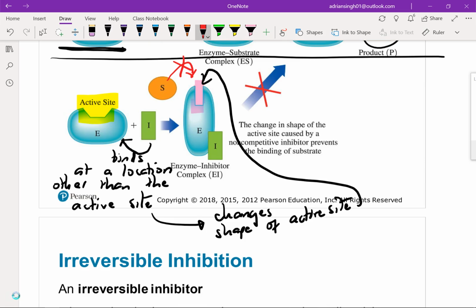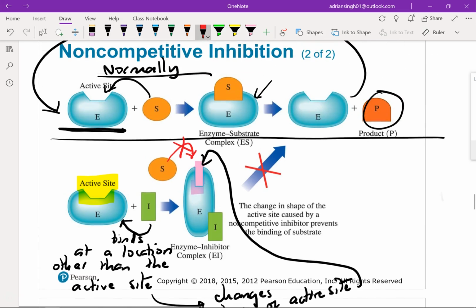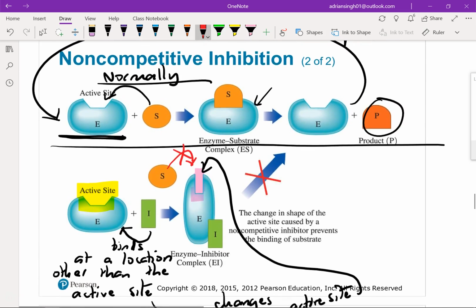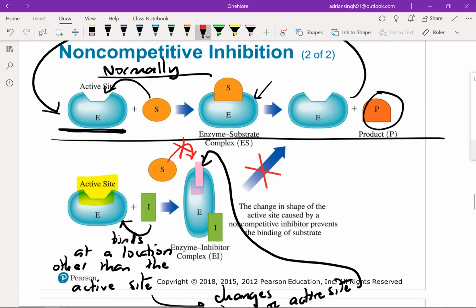Because the inhibitor is binding at a place other than the active site, increasing the amount of substrate isn't going to reverse the effect of the inhibitor, because the active site doesn't have that same shape anymore. So this is non-competitive inhibition, where the inhibitor binds at a place other than the active site, and it changes the shape of the active site, which prevents the substrate from binding.